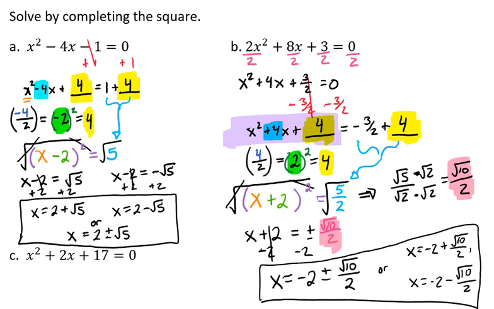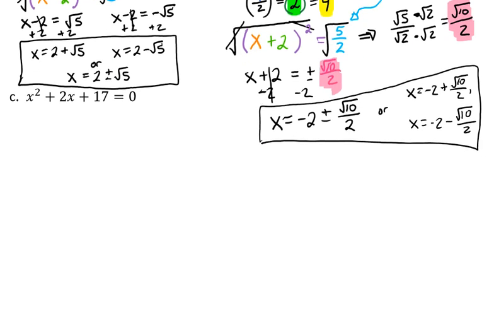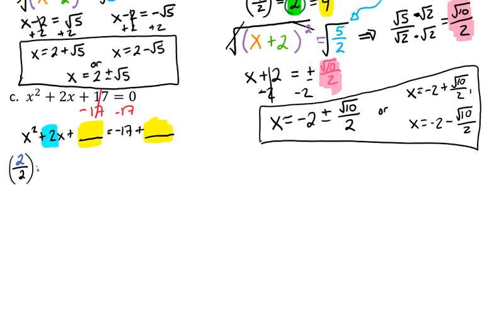So for problem C, we have x squared plus 2x plus 17. The first thing we're going to want to do is move over that 17. We didn't have to divide by anything because our leading coefficient was a 1. So we have x squared plus 2x plus, leave a space, equals negative 17 plus, leave a space. Then we're going to take that middle number and divide it by 2. 2 divided by 2 is a 1. So we're going to take that 1 and square it.